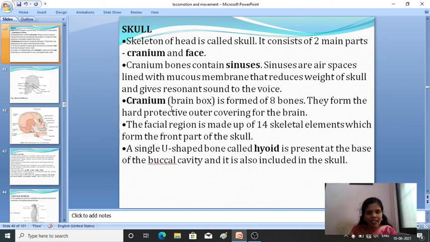The cranium, also known as the brain box, is formed of 8 bones. They form the hard protective covering for the brain. Then the facial region is made up of 14 skeletal elements, which form the front part of the skull.